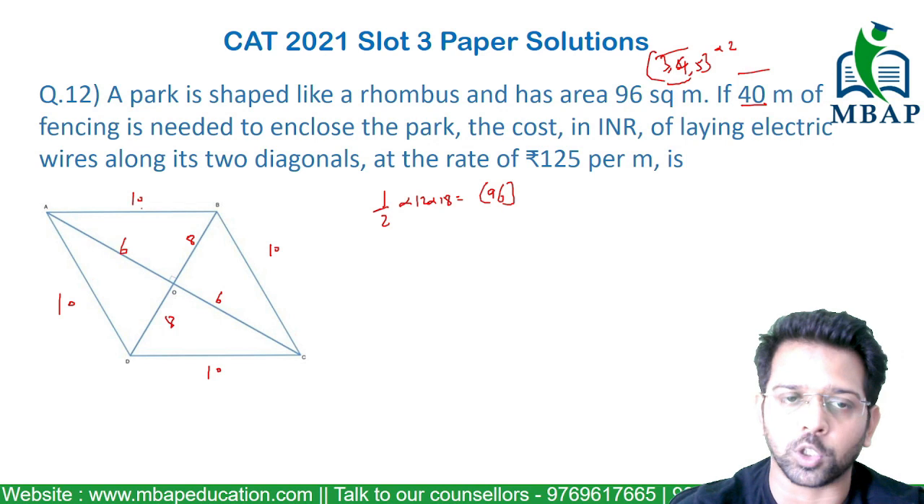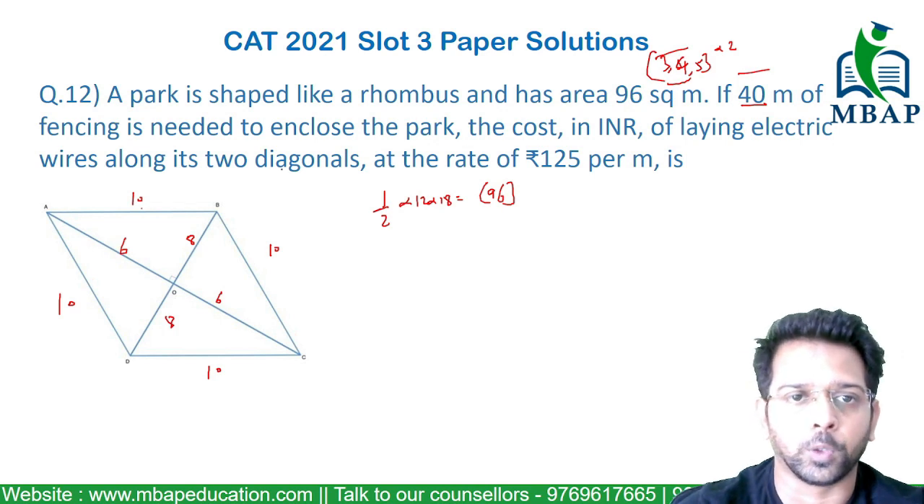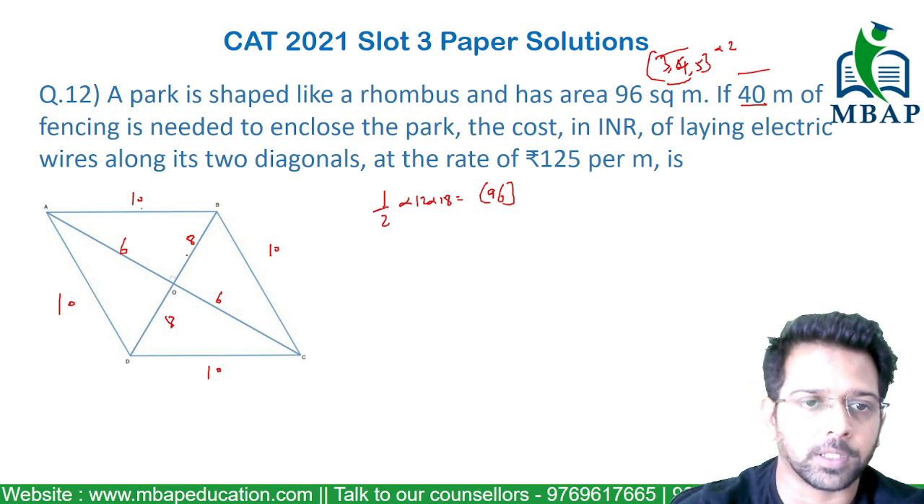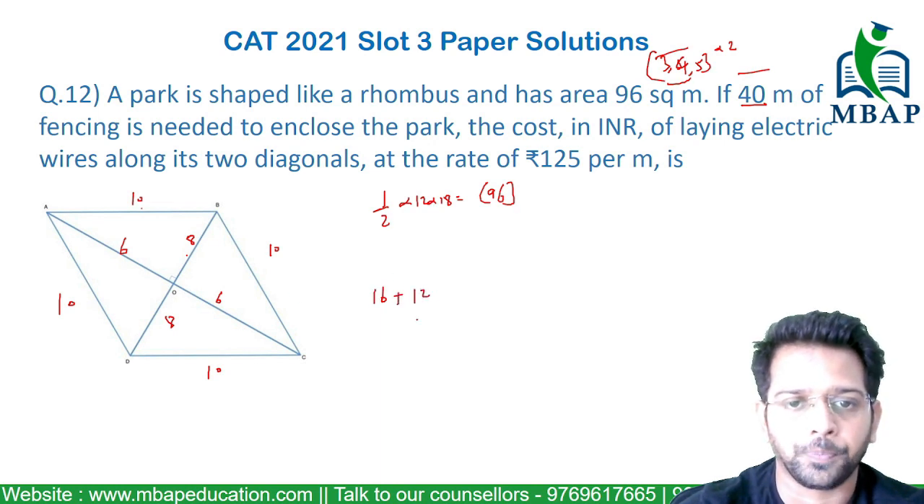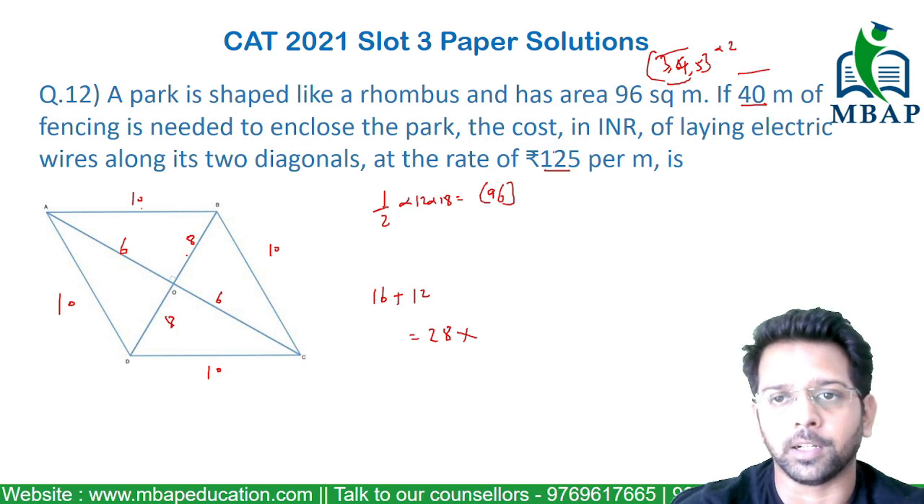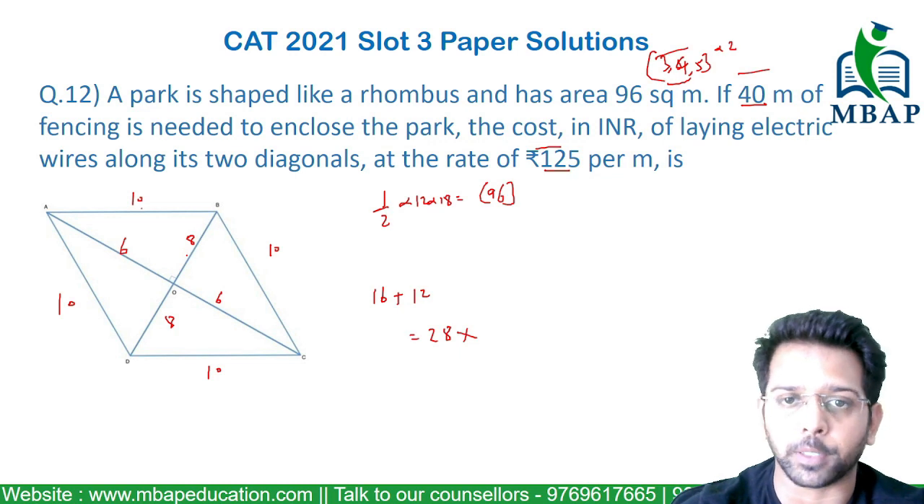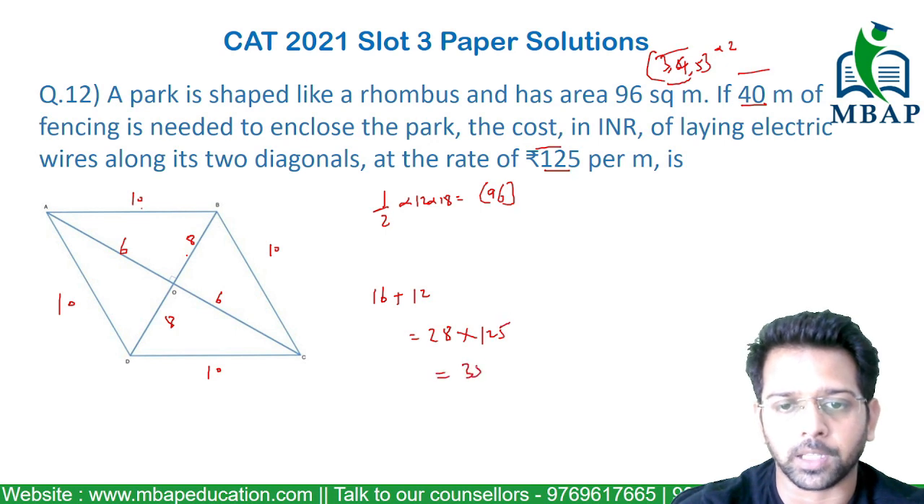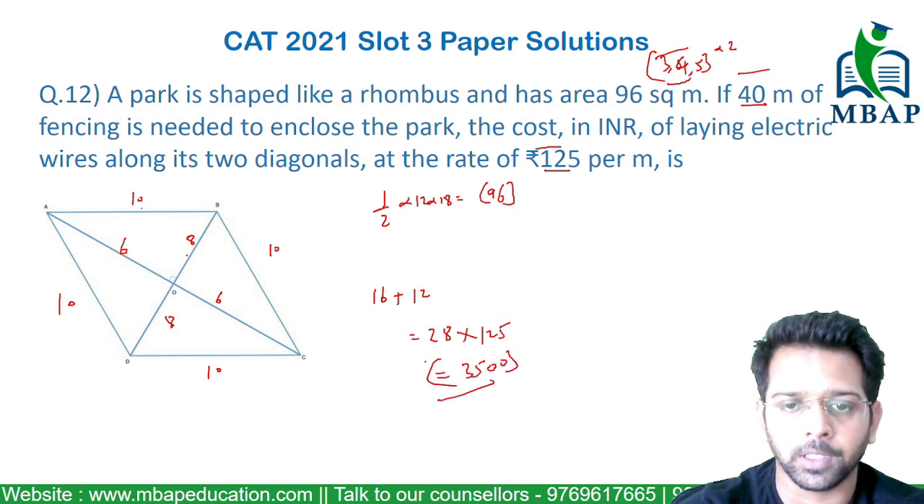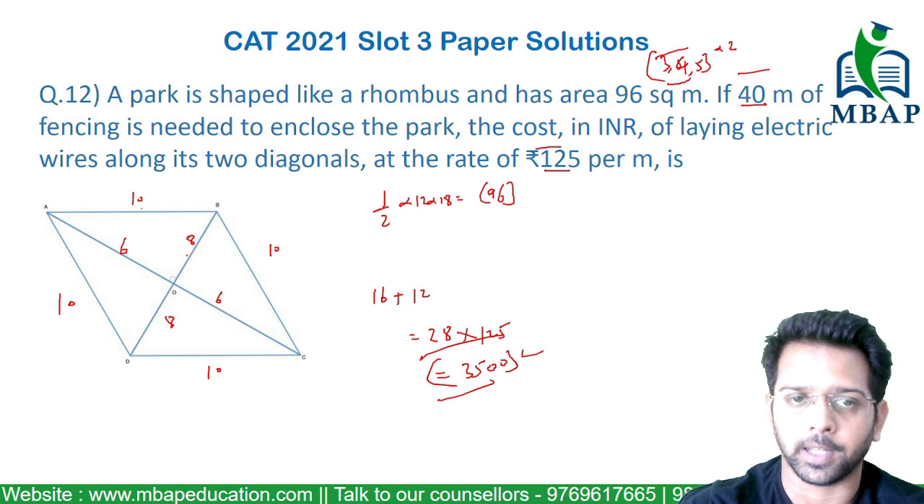So this is the dimension of the whole rhombus. Now you know the length of two diagonals is how much? This is 8 plus 8, 16, and this is 6 plus 6, 12, which is 28. The rate at which the electrical wires will be placed will be 125 rupees per meter. Total dimension: 125 into 28, the final value will come out to be 3500. Simple question. Very well, you can solve this and get the answer.